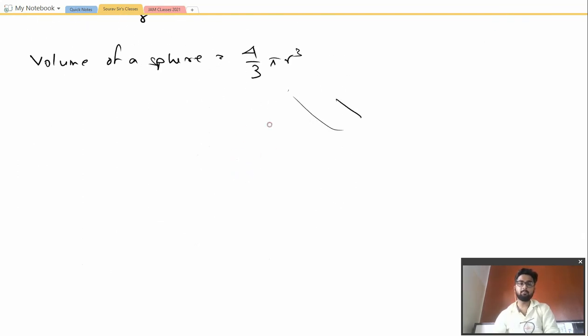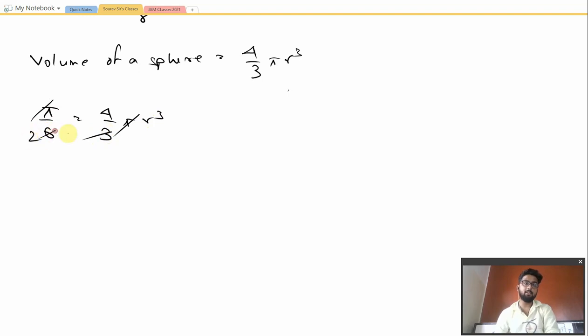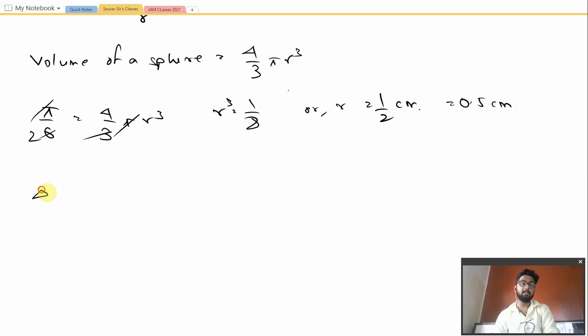The value of the volume is given to be pi by 6, which is equal to 4 by 3 pi r cube. So pi is cancelled out, the 3 is cancelled out giving 2, and the 4 is taken over there. So r cube is equal to 1 by 8, or r is equal to half centimeter. Putting the value of 0.5 centimeter in the above formula, delta P is equal to 4 into 27 divided by 0.5. Let us calculate this value.